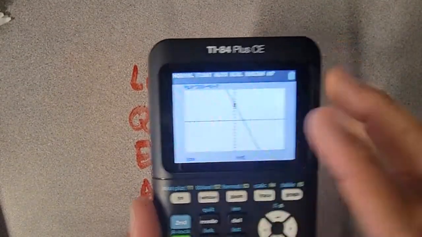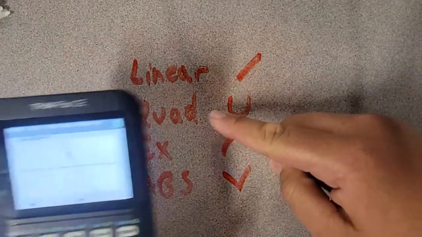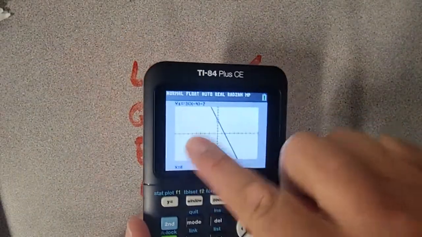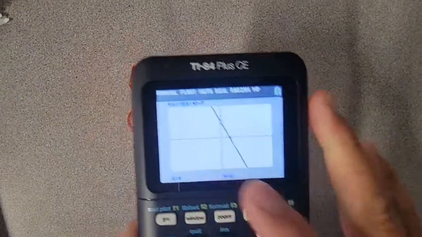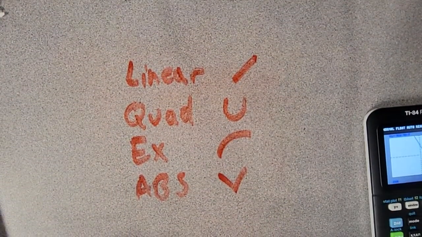Now, what does this graph look like? A linear graph looks like a straight line. A quadratic looks like a U shape. An exponential is like a curve shape. And absolute value looks like a V with a point. So you tell me which one of those it is. That's for number 6.